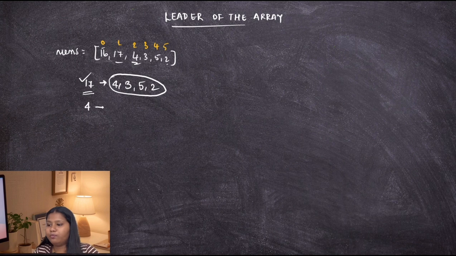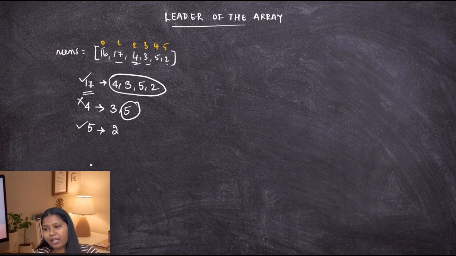Next, 4. What is right side to 4? 3. Okay, 4 is greater than 3. Then the next element 5. But 5 is greater than 4. 4 is lesser than 5. So 4 can't be the leader of the array. The next one, 5. What is present right side to 5? 2. 2 is lesser than 5. So 5 can be the leader.